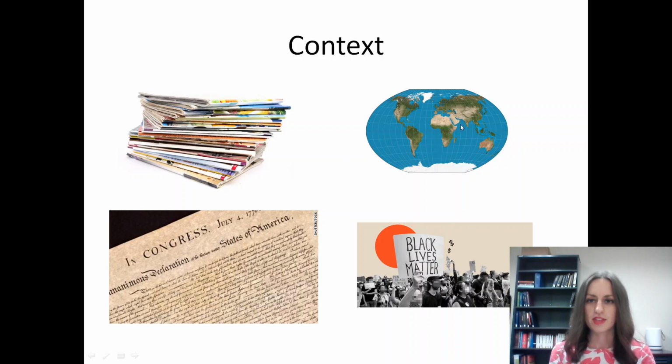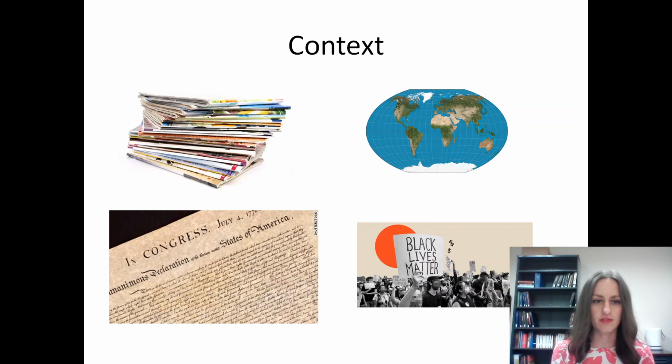So is this a local issue? Is this text meant for a very localized small community? Is it a global text meant for a global audience? Country? I mean, geographical context can cover any sort of locational issue.